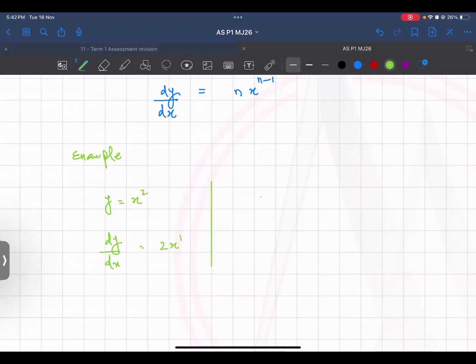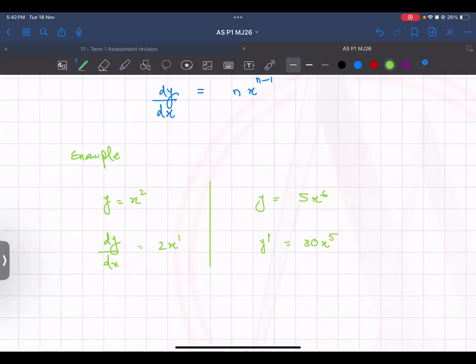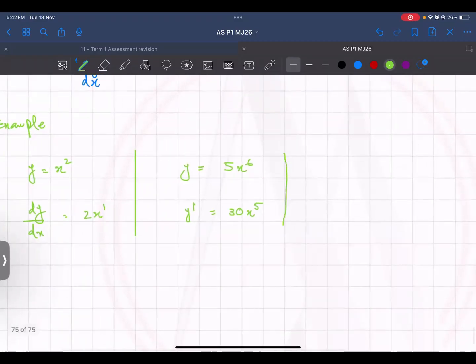If you have y equals 5x power 6, what happens in this case? The derivative y dash or the dy by dx: the 6 will come down and multiply with 5. So 6 multiplied by 5 will become 30. And x to the power of 6 subtracted by 1 would be 5. The power reduces by 1. So the power comes down and the power reduces by 1. This is your answer.